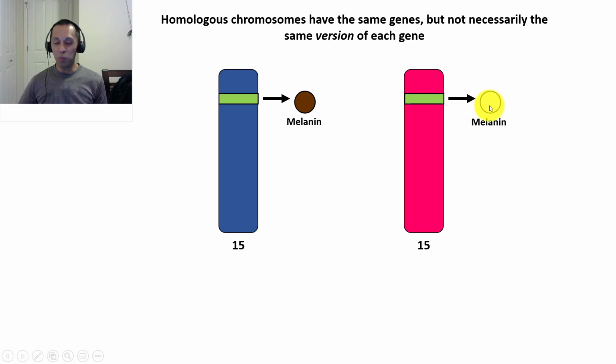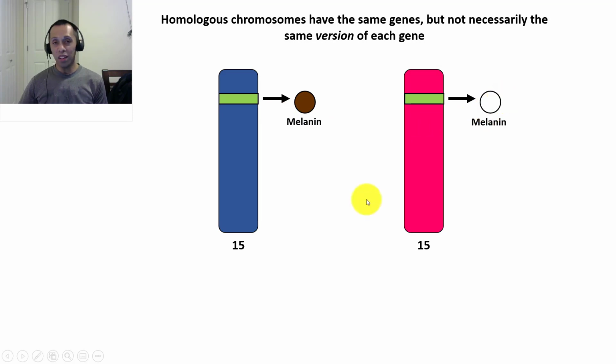So this version of the melanin protein has no color to it. So again, this is what I mean when I say that by definition, homologous chromosomes have the same genes on them. So in this case, this chromosome number 15 has the gene for producing melanin, which means that here, because this is the homologous pair, this is also going to have the gene that encodes for melanin on it. But these two genes can be slightly different versions compared to one another, with one producing a version of the melanin protein that has a color and the other one producing a version of the melanin protein that has no color to it.